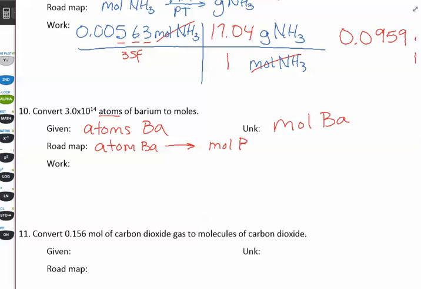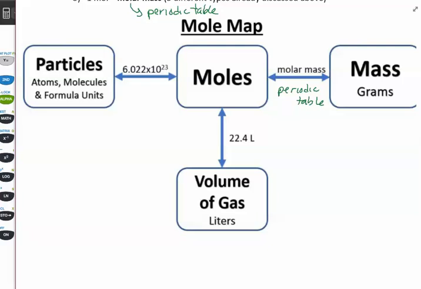So our roadmap, we're going from atoms of barium to moles of barium. In a one-step problem, your roadmap's not super helpful. I understand that. Roadmaps are more helpful when we start getting into more complex problems. So we're going to take a look at our mole map. So here we have particles, which are atoms, and moles. So we're going to use Avogadro's number, or 6.022 times 10 to the 23rd. You will need to have that number memorized.